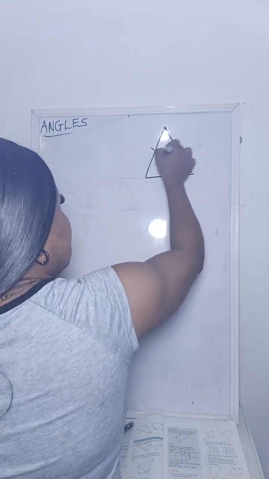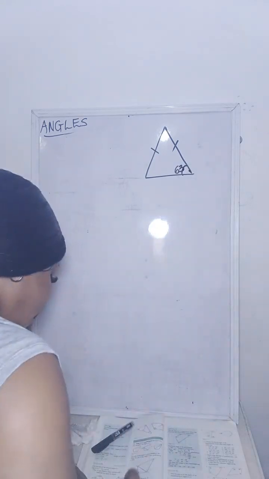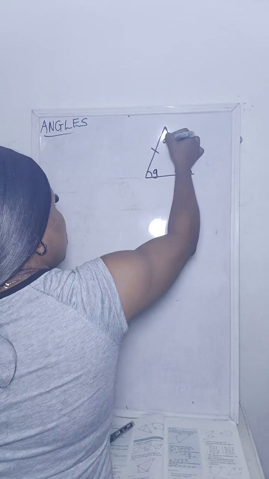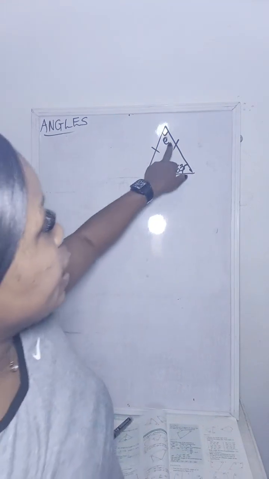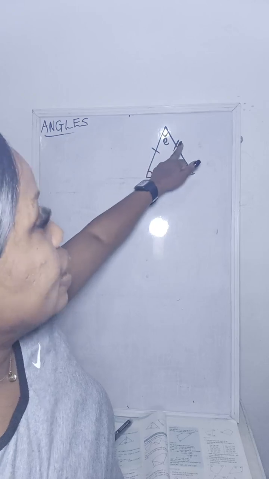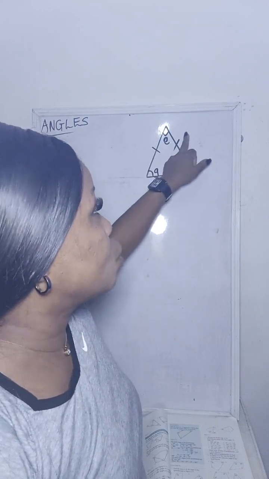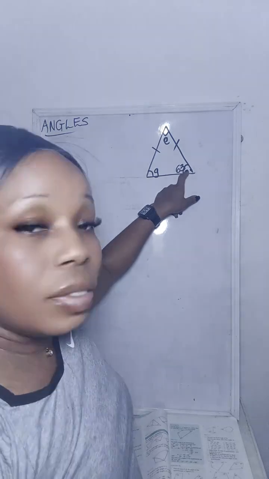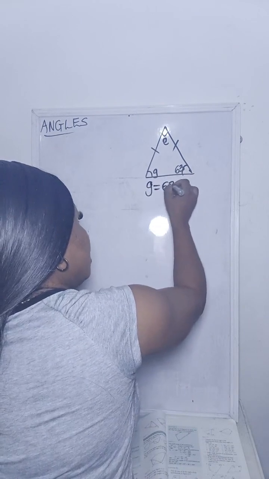I have it is an isosceles triangle. I have this to be 63 degrees. I don't know what this is, and I don't know what this is. So I'm being told to find G and E. Because I see this mark here, it tells me that this is an isosceles triangle. And if it is an isosceles triangle, the base angles are equal. So if this angle is 63 degrees, it means G is also 63 degrees.